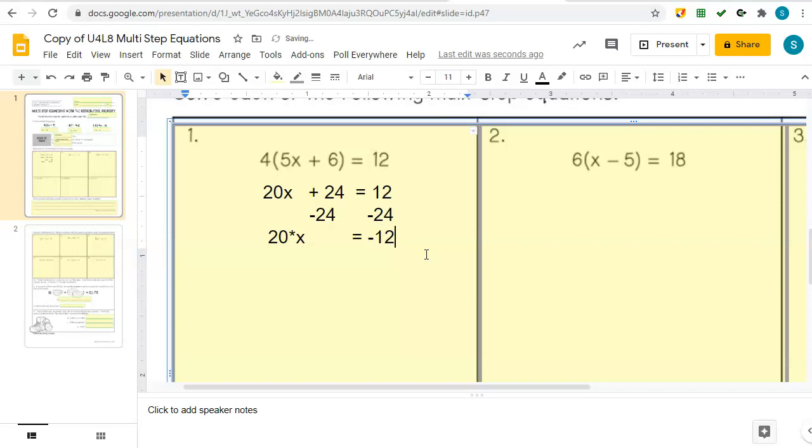Alright, and then we're going to divide both sides by 20, because that's the term we're trying to get rid of. We've got the multiplication by 20 for that x. To get rid of that, we divide both sides by 20. So we're going to finally have x equals negative 12 over 20, which is the same as x equals negative 0.6.